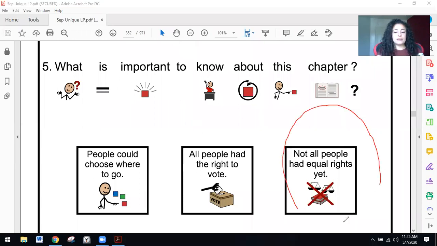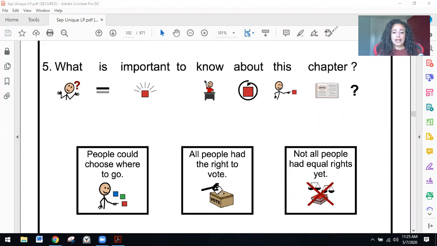Not all people had equal rights. And it may seem that that's not the right answer, but it is, because there are still some groups of people that don't have equal rights. And like I said, we will go over that next chapter, chapter 6, which you will enjoy a lot, because we finally step up and all people have equal rights. Okay, but that's until next chapter.